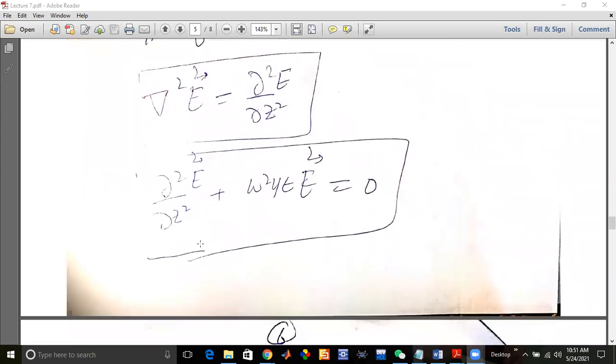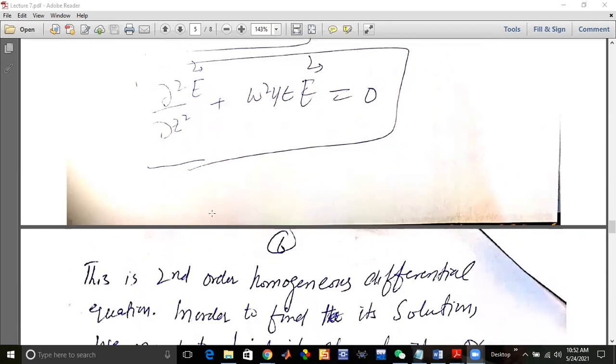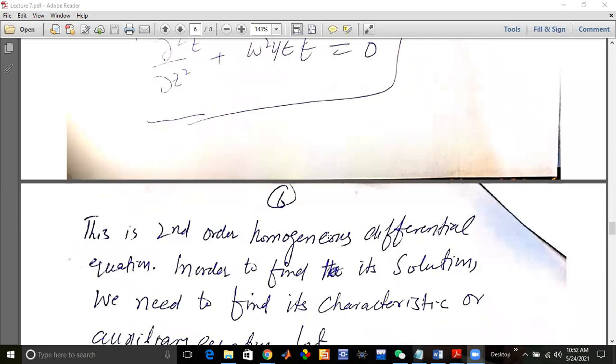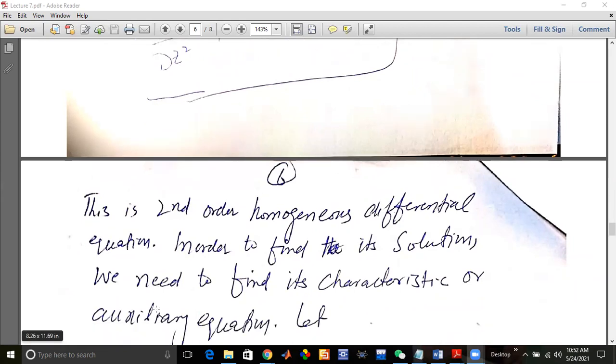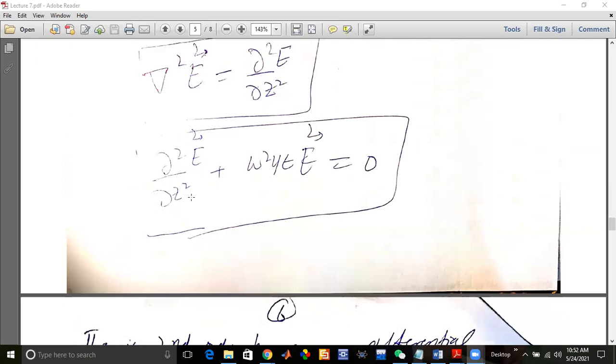But when we see this wave equation, it is a differential equation. And you have studied differential equations in your previous mathematics classes, what a differential equation is and how we solve it. As the order is 2, this is a second order homogeneous differential equation. In order to find its solution, we need to find the characteristic or auxiliary equation. So when you want to solve this equation, we will convert it into the characteristic or auxiliary equation.